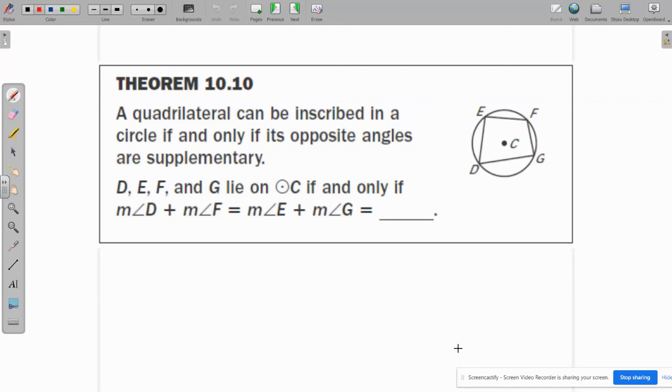A quadrilateral can be inscribed in a circle if and only if its opposite angles are supplementary. So let's walk through this. You can see here that I have a quadrilateral. It's inscribed in this circle. You can see that each angle is technically an inscribed angle, right? Each angle has the vertex on the circle, and then the sides contain chords of the circle.